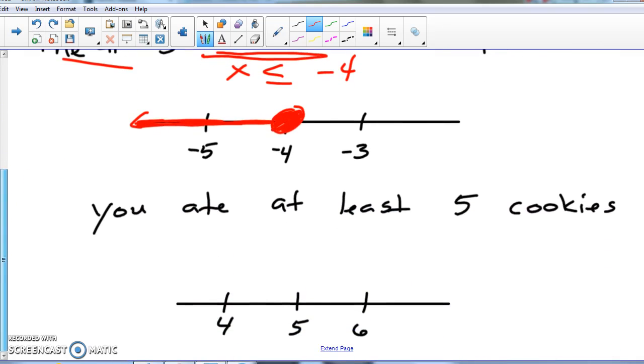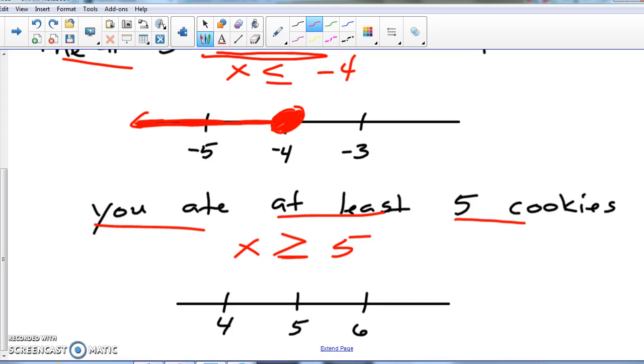And so now we go down here. You ate at least 5 cookies this morning. So how do we write that? Well, you ate, we don't know how many you ate though, do we? That's x. But we do know you ate at least 5 cookies. So what symbol can represent at least? Well, that means you could have eaten more than 5 cookies, correct? Because the least number of cookies you ate was 5.